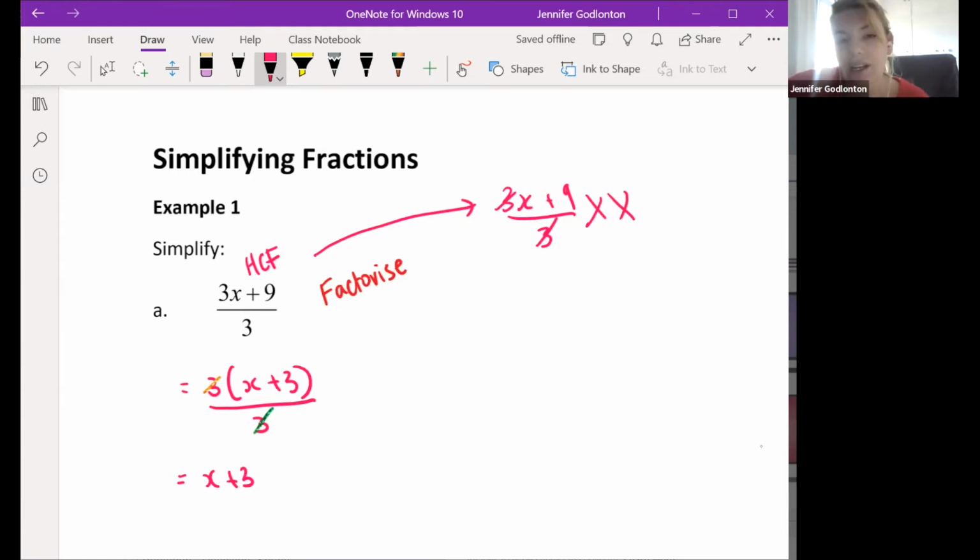You definitely could have just done this by saying 3x divided by 3 and then 9 divided by 3, and you would have gotten your answer of x plus 3. So if that was how you saw it and how you wanted to do it, that is 100% fine. But general rule of thumb is factorize, because if you factorize, you're sort of guaranteed to get it right.